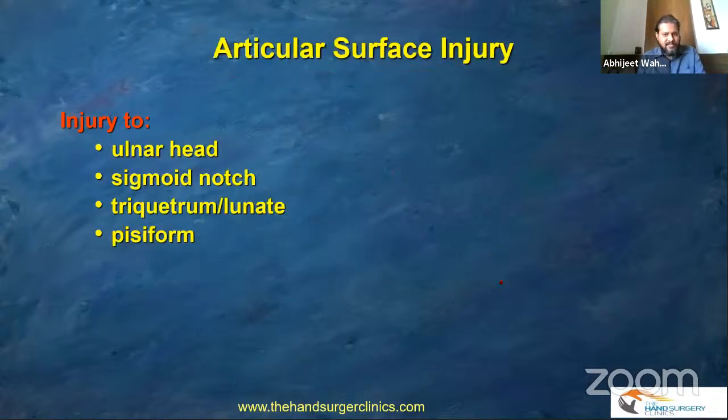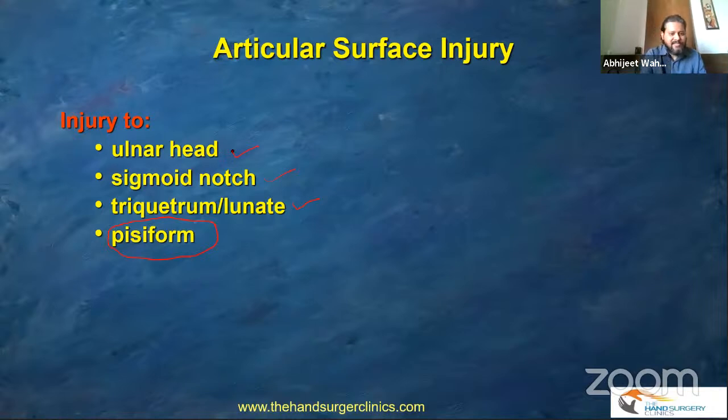What about the articular surfaces? So the articular surfaces will be of the ulnar head, the sigmoid notch, the ulnar carpus, and of course the pisiform. Although it is not a direct part of the wrist joint, the pisotriquetral joint, if there is any problem with this joint, will result in ulnar-sided wrist pain.